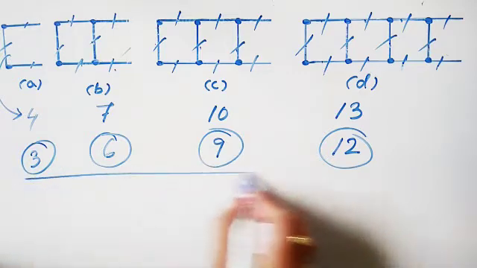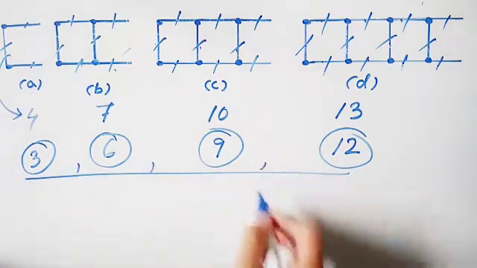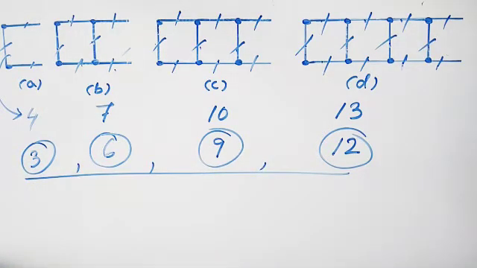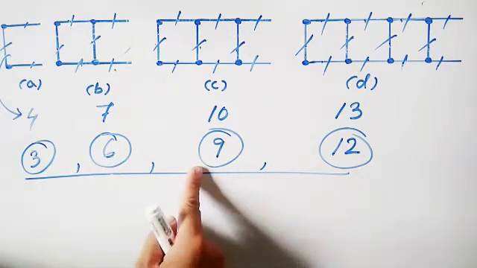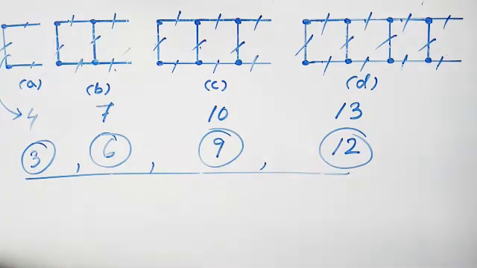So if we observe these numbers 3, 6, 9, 12, what do we get? We come to know that 3, 6, 9, 12 make the table of 3, right? There is a multiplication table of 3. 3 ones are 3, 3 twos are 6, 3 threes are 9, and 3 fours are 12, right?